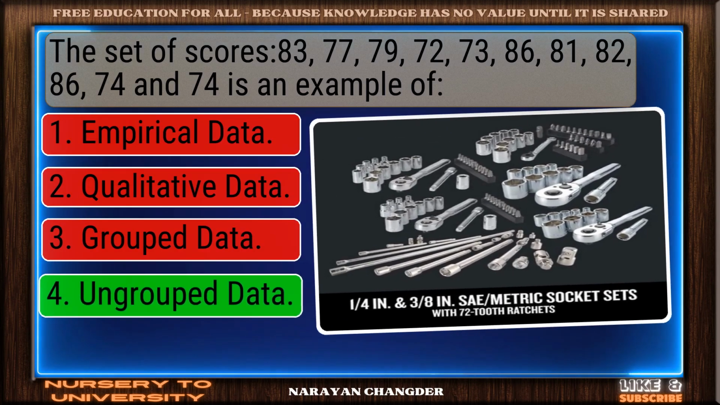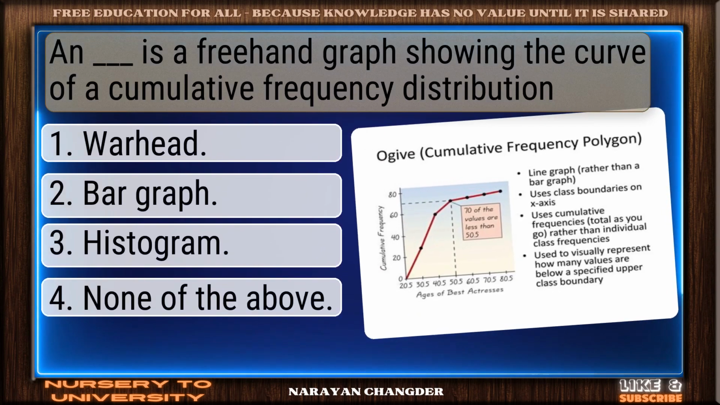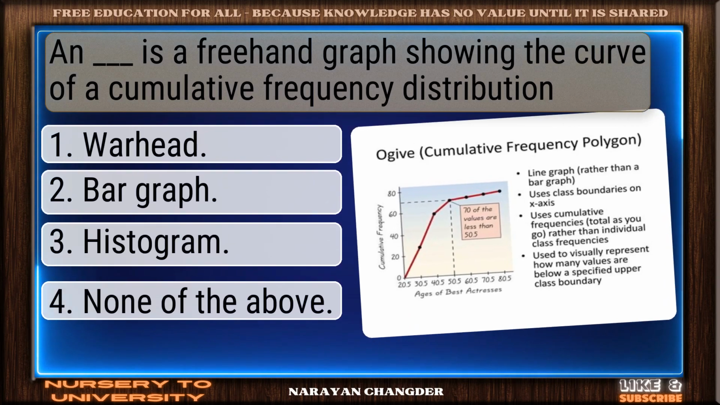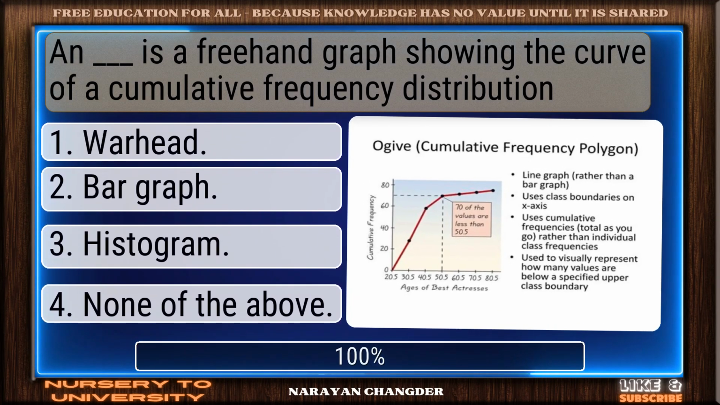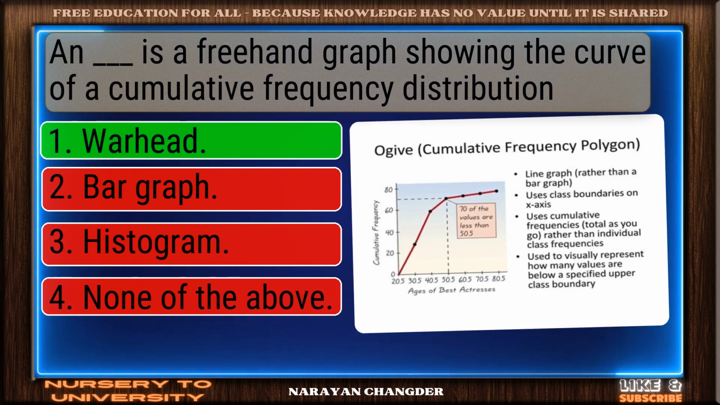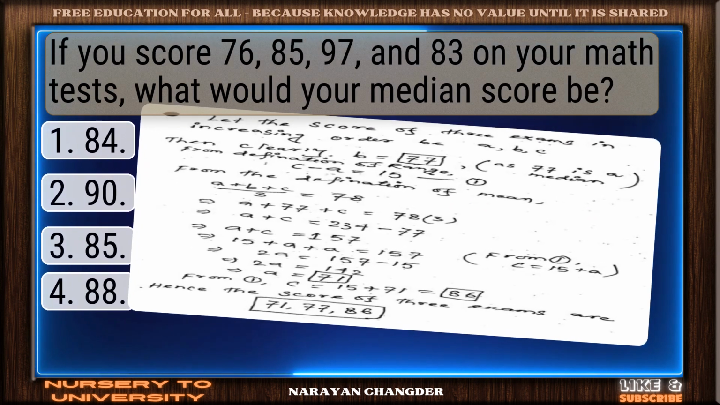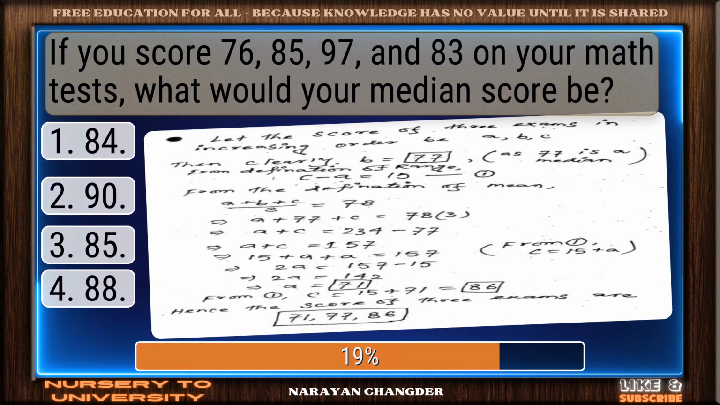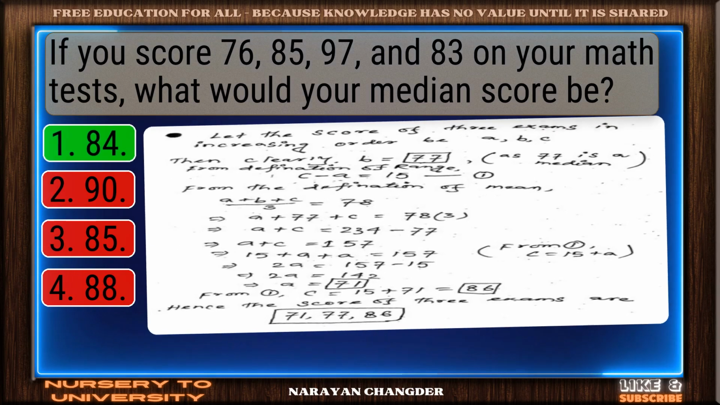83, 77, 79, 73, 86, 81, 82, 86, 74, and 74 is an example of dash. Excellent. Ungrouped data is well reasoned. And dash is a freehand graph showing the curve of a cumulative frequency distribution. Clear logic. Ogive is sound. If you score 76, 85, 97, and 83 on your math tests, what would your median score be? Valid point. 84 is true.